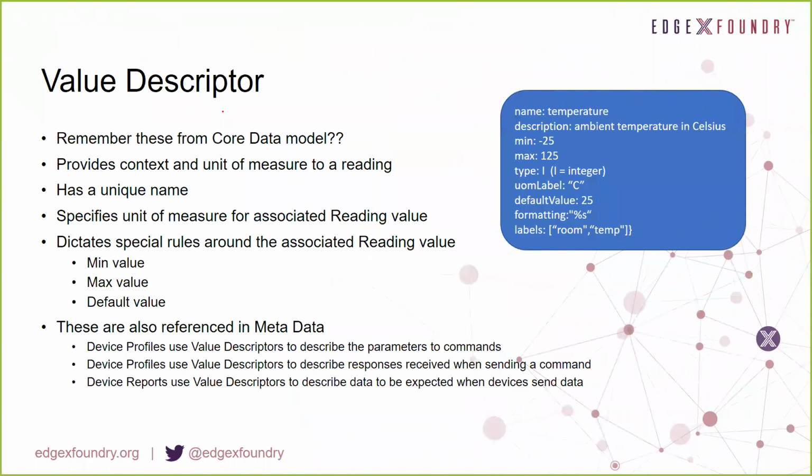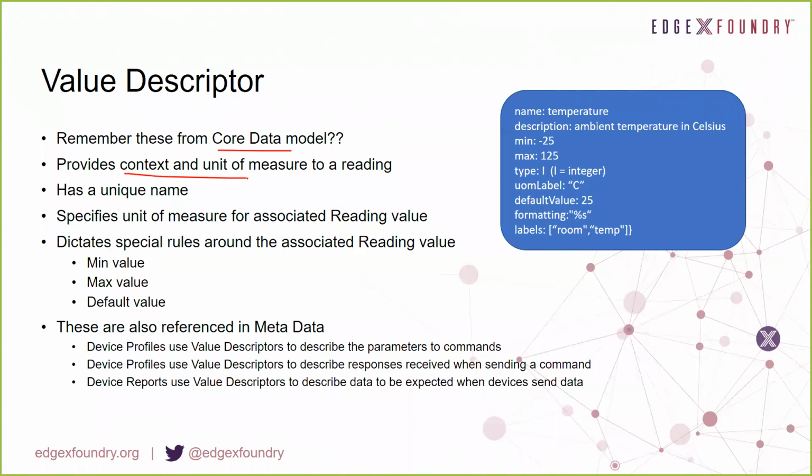Now, a couple weeks ago, inside of core data, we also talked about value descriptors. Value descriptors were an object inside of core data. But these value descriptors, as I mentioned then, and now pick up on that conversation, are also used in metadata. First off, what again is a value descriptor? What does that refer to in terms of core data? A value descriptor provides essentially context and unit of measure to a particular reading, the sensor value that's coming up from a device and a device service.